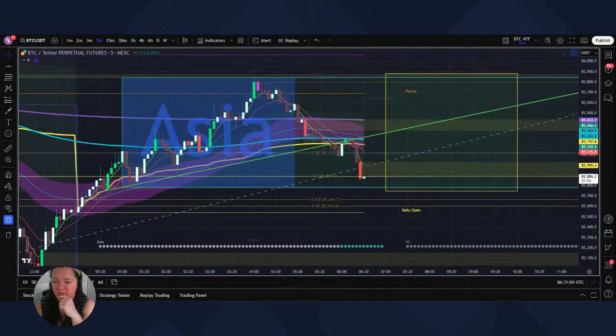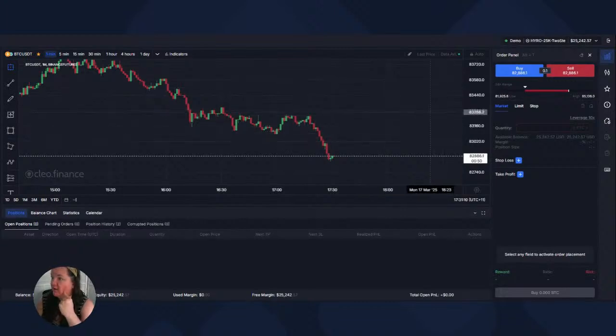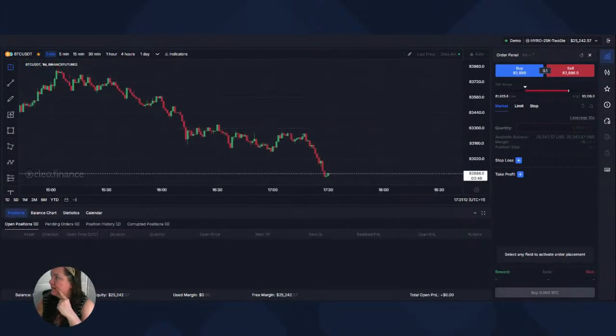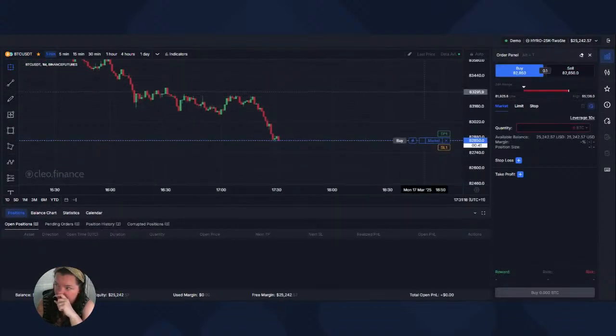So that's the 1 minute candle. So I'm actually going to come here. So we're in my Clio now. And as you can see, 25,242. I'm going to buy. Oh, wait, I have a little bit of reversal here. Let's have a look.